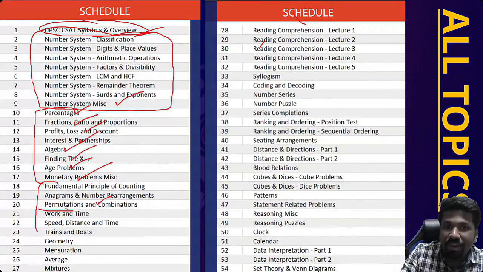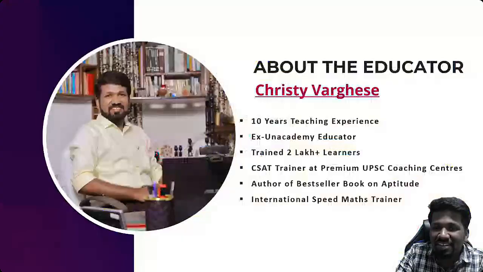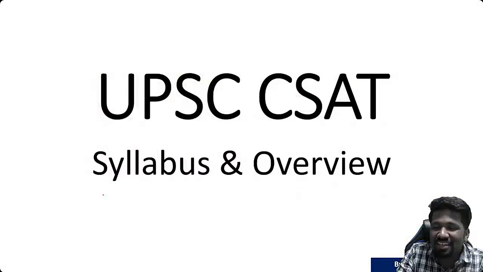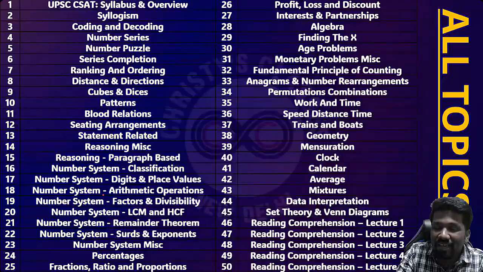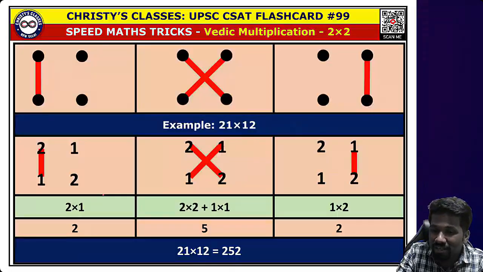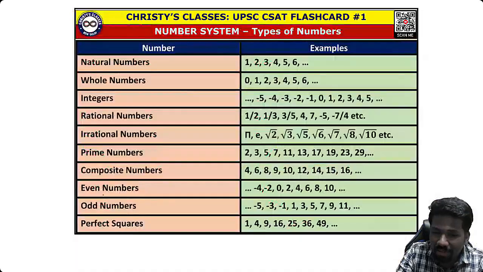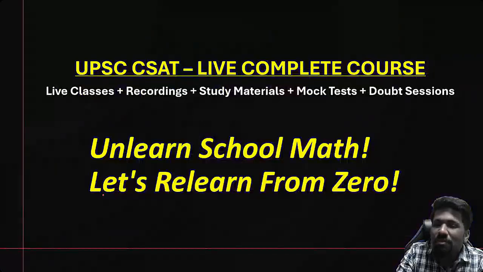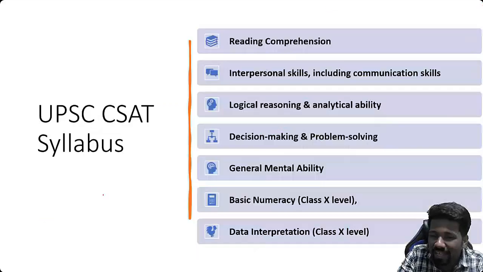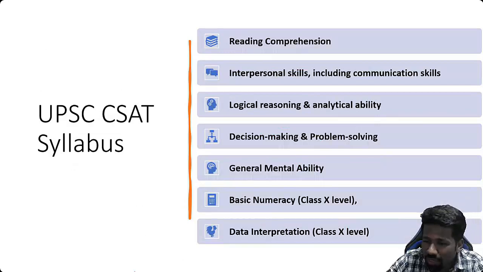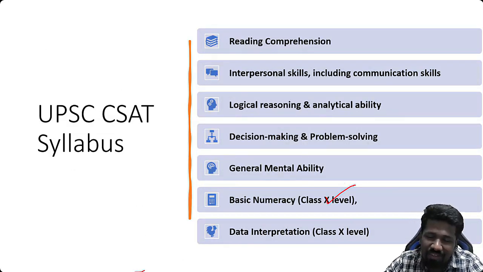Yeah, that is a debatable discussion itself. Whether permutation combination should be there in UPSC CSAT or not is actually a debatable topic, because in the syllabus mentioned by UPSC CSAT, it is mentioned that basic numeracy is class 10 level, but permutation combination is something we are learning in class 11. That is why, still, UPSC have asked a good number of permutation combination questions.